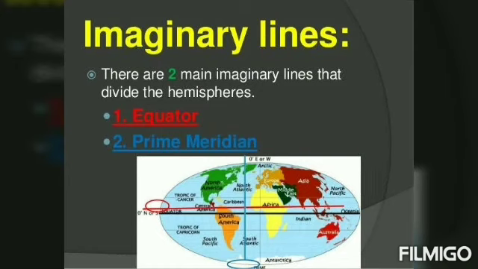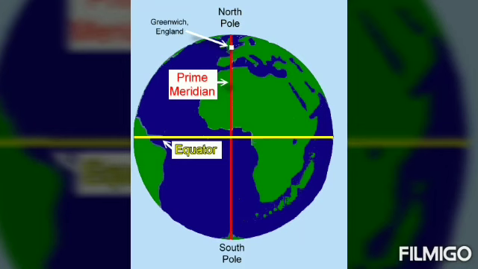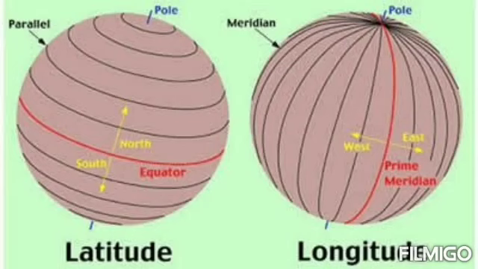And now students, you can see so many lines on the pictures. These are called imaginary lines. We have two main imaginary lines that divide the hemisphere. The first is equator and the second is prime meridian. See in this picture, the horizontal line is called equator and the vertical line is called prime meridian. Here you can see the lines parallel to the equator are called latitudes and the lines parallel to the prime meridian are called longitudes. Hope students, it's very clear to you.